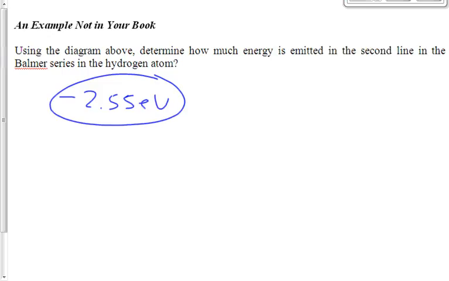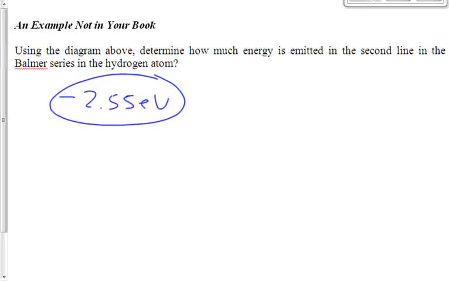Easy enough? Okay, I got a question for you. What if we wanted to find the frequency of EMR that was released here? Because remember, EMR was released when we went from level 4 to level 2. We got the energy of that transition, the energy of that photon that was released. How do you find the frequency of that photon that was released? I'll give you a hint. It's easy.